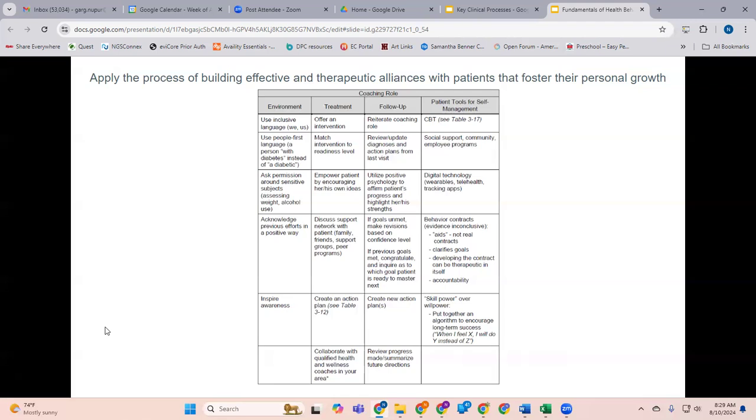And then for follow-up, you want to reiterate your role in motivating them and review and update diagnoses, and utilize positive psychology, and we'll talk about that again at a later time. If goals are unmet, make revisions based on their confidence levels. Every single goal that you want them to do, you want them to feel like they were successful. Then create a new action plan if you need to in the follow-up, and review progress made and future directions that they might want to head in.